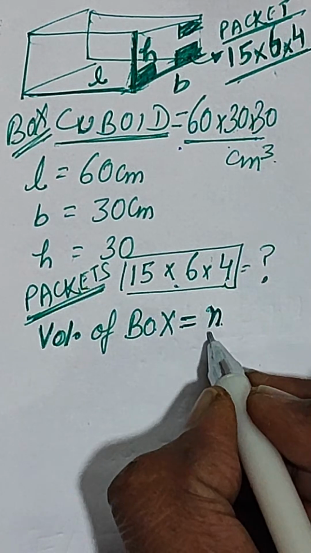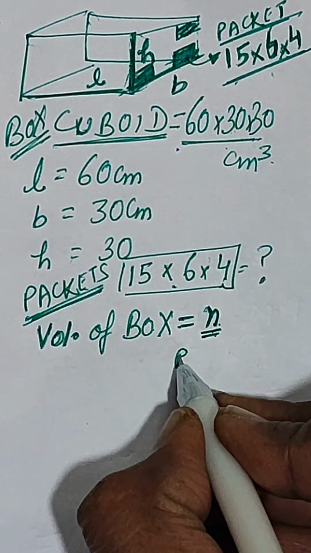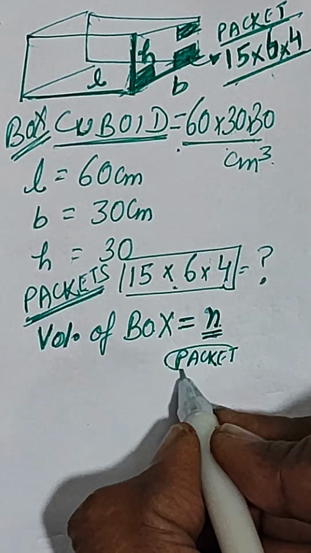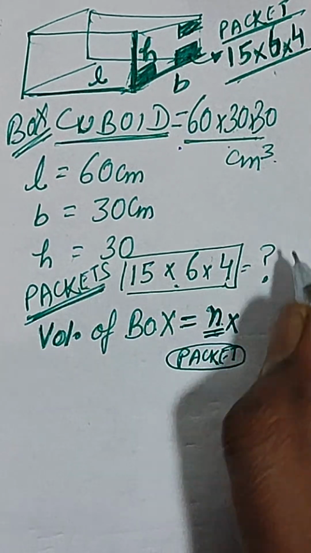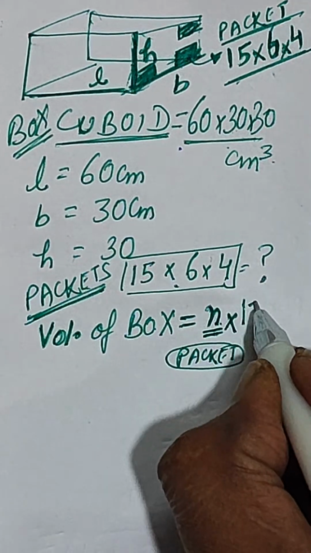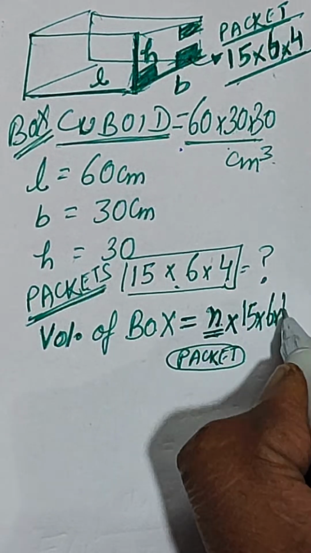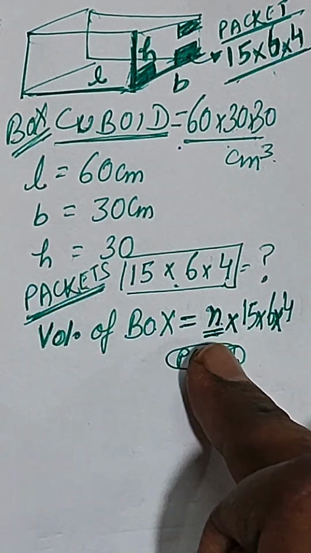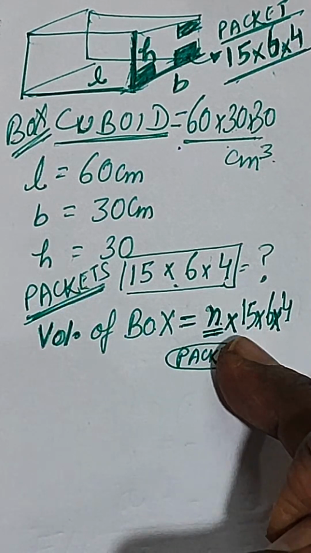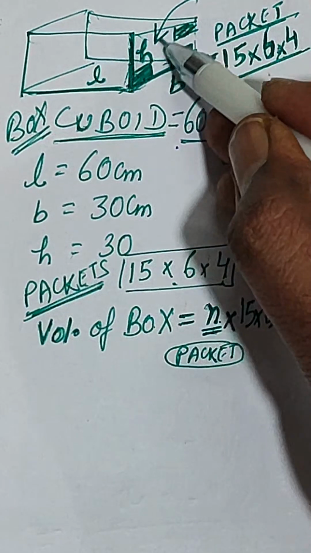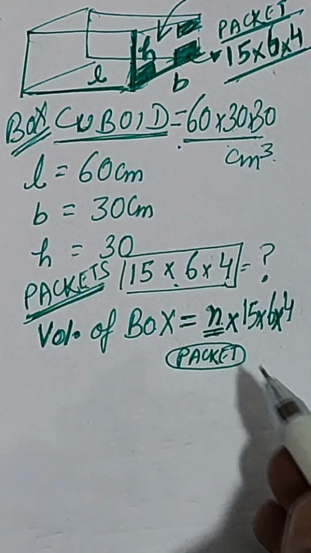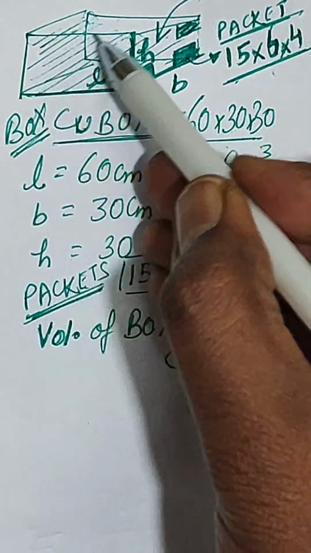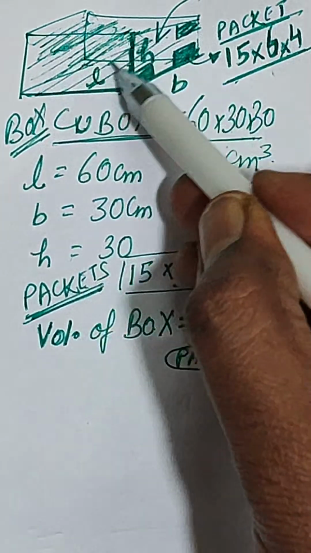So we can say n packets. This is the count: n such packets of dimension 15 by 6 by 4. When all such n packets go inside it, then they will occupy the entire space of this box from inside. The entire space will be occupied, right?